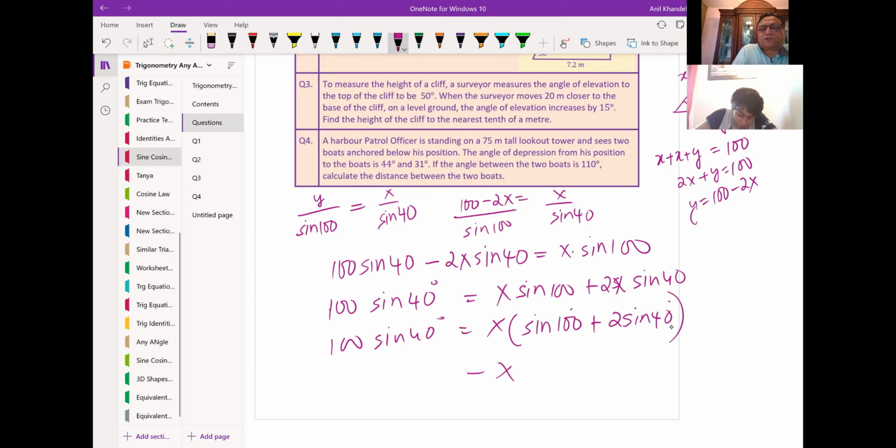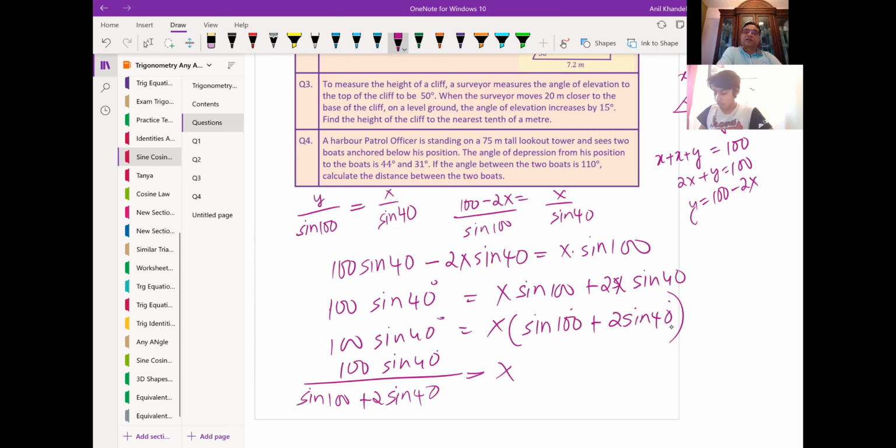So what is x equal to? x is 100 sine 40 degrees divided by sine 100 plus 2 sine 40. Okay, so you're basically dividing it in brackets, right, sir? Factored it, and so it's a tricky question. It's not a simple question. So all these questions which I'm discussing with you are slightly difficult. You get the idea. Yes, sir.